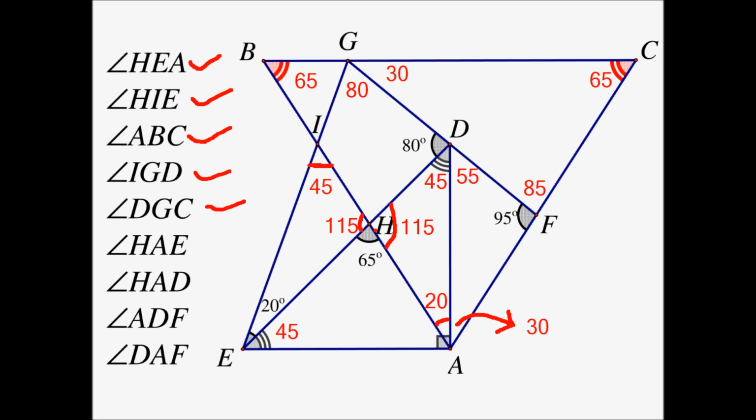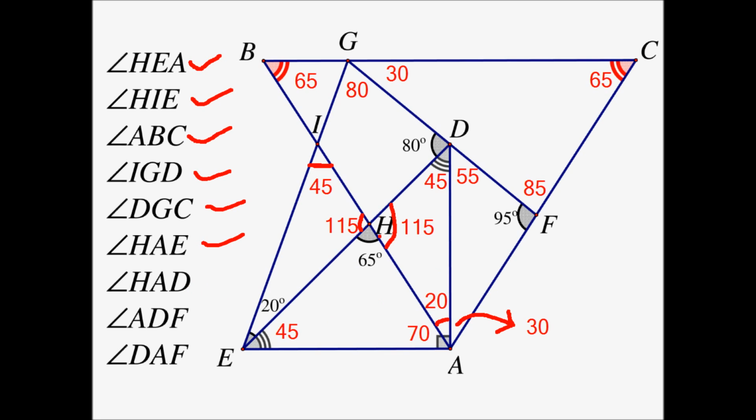Alright, so we have one more. HAE. Where is HAE? This one isn't too difficult. This whole angle is 90. This is 20. 90 minus 20 is 70. So this has to be 70. So HAE has to be 70. We calculated that one as well.